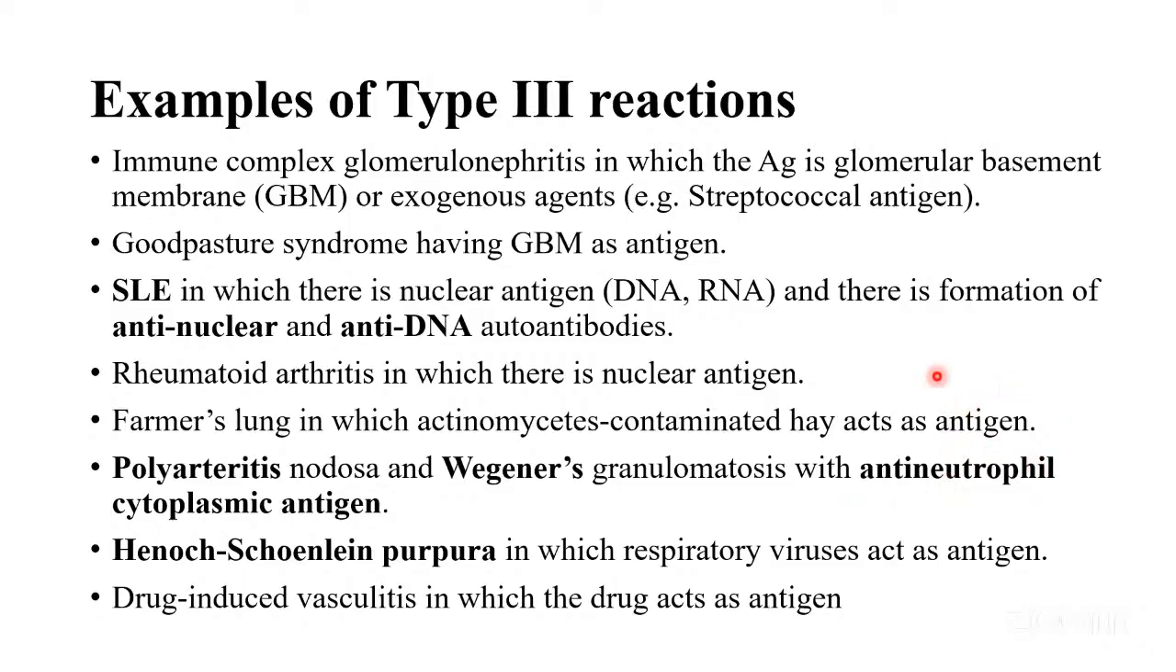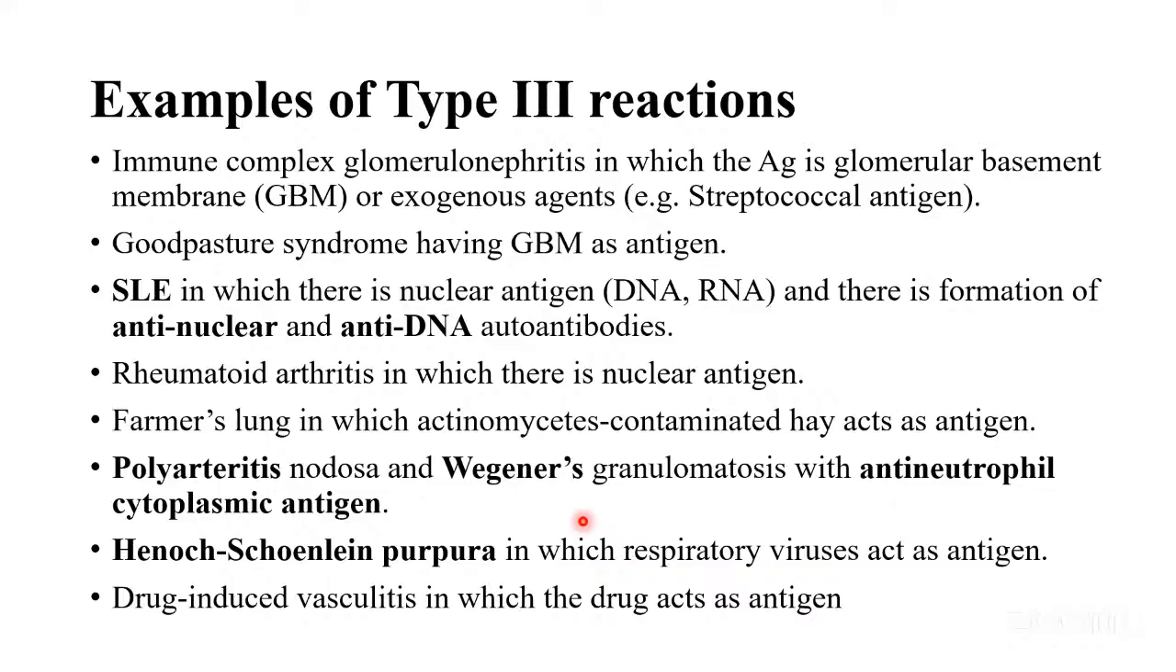Now you can see that these antigens are going to react with the antibodies secreted in the body. There is polyarteritis nodosa and Wegener's granulomatosis, with the antineutrophil cytoplasmic antigen, or ANCA. That is also tested routinely in these labs, and it helps in the detection of polyarteritis nodosa or Wegener's granulomatosis.